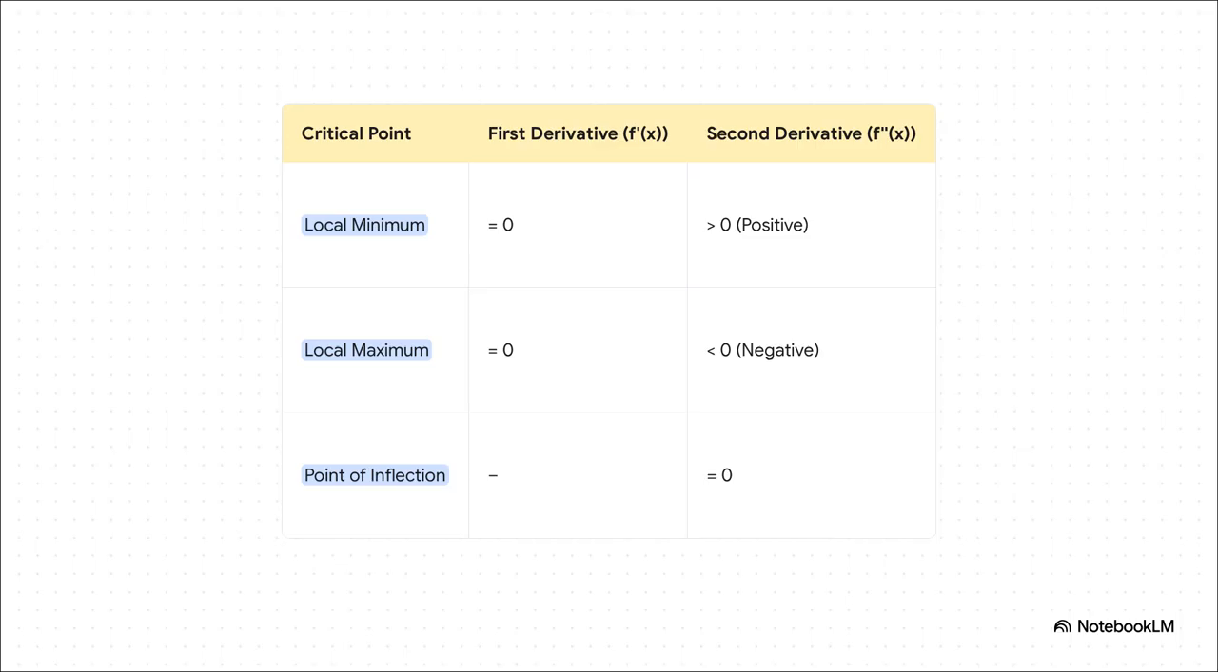Well, think about it. At the very top of a hill or the bottom of a valley, for just a split second, the ground is totally flat. That means the slope, our first derivative, has to be 0. So that's how we find them. But to know if it's a peak or a valley, we need the second derivative. This tells us which way the curve is bending. If the second derivative is positive, the curve is bending up, like a positive smile. That gives you a minimum. If it's negative, it's bending down, like a negative frown. That's a maximum. And if the second derivative itself is 0, that's where you might have a point of inflection, where the curve changes how it bends.